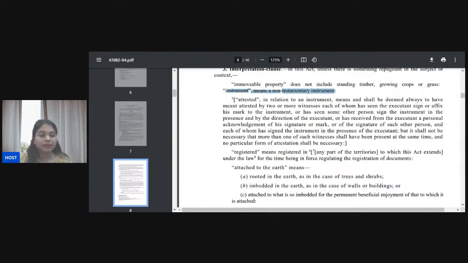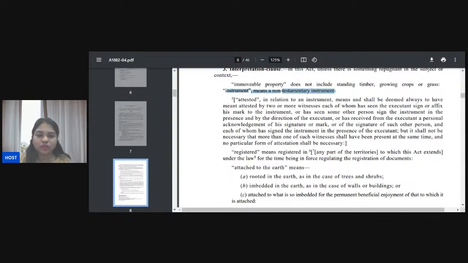So the TP Act says that instrument should be a non-testamentary instrument. That means testamentary instruments are not included. That is, a will is not included here in the instrument part.